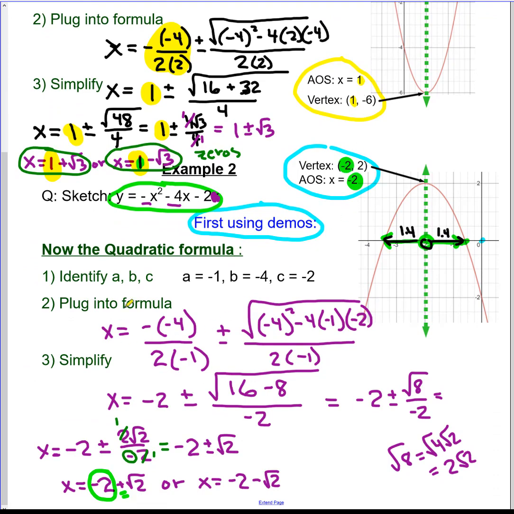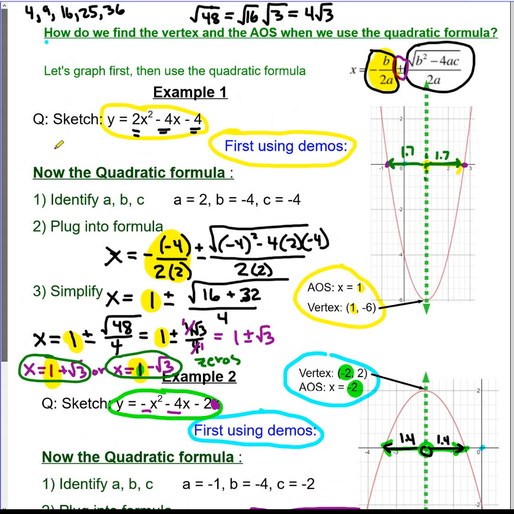This is negative 2. And what did we get? We got a negative 2 here, a negative 2 here. Where did all of this negative 2 come from? It came from right here. See? The first part of the quadratic formula.